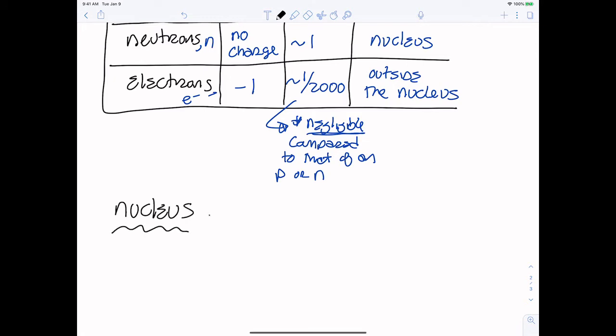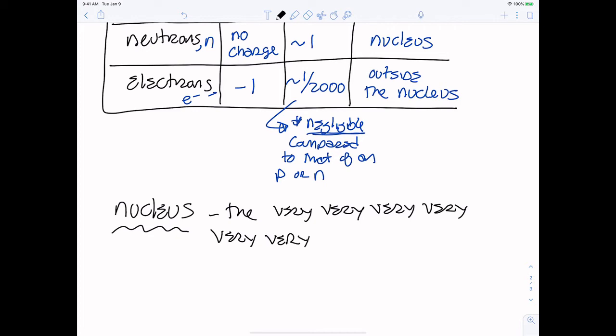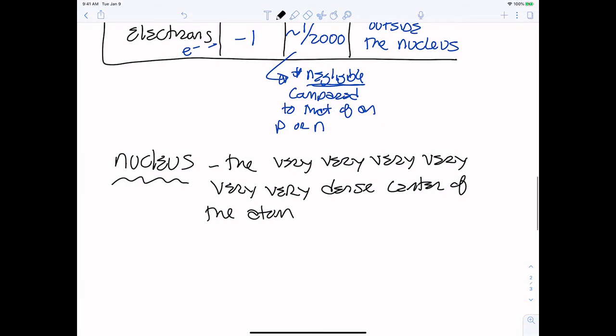So this is the very, very dense center of the atom. Remember, dense meant how tightly those particles are packed together, right? It was the amount of mass relative to the amount of space that it takes up. So if this is very, very dense, what I'm saying is that it has a ton of mass, right?